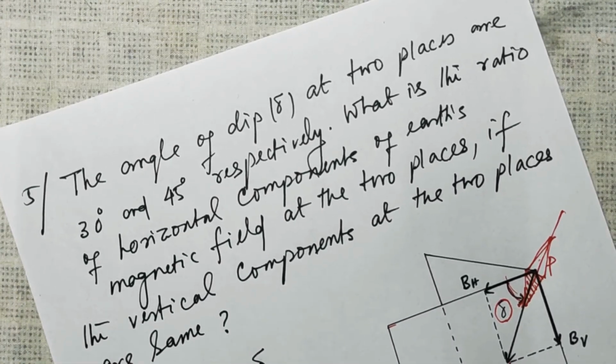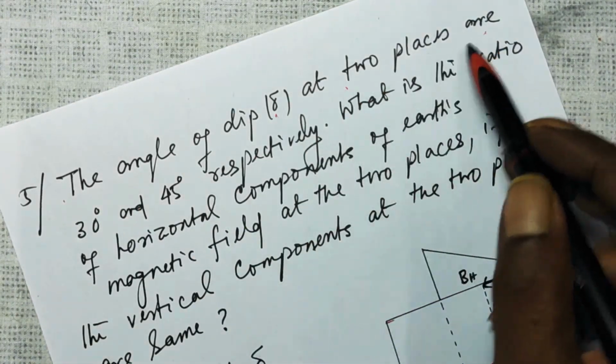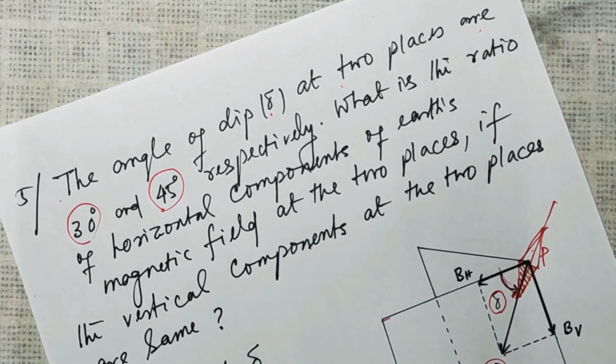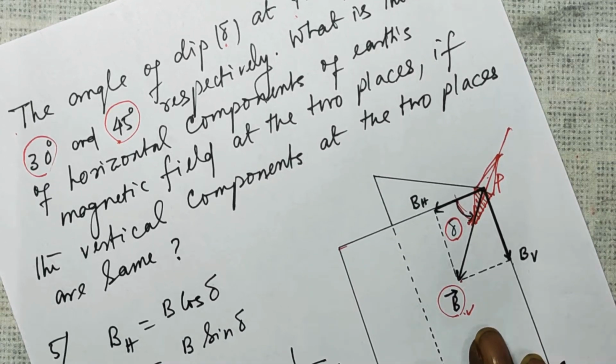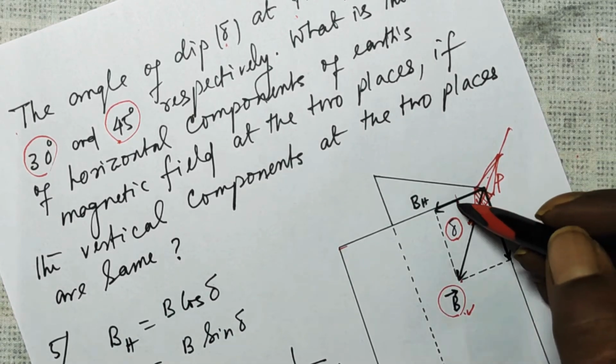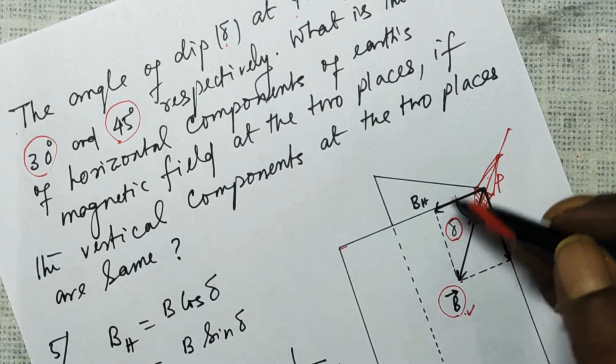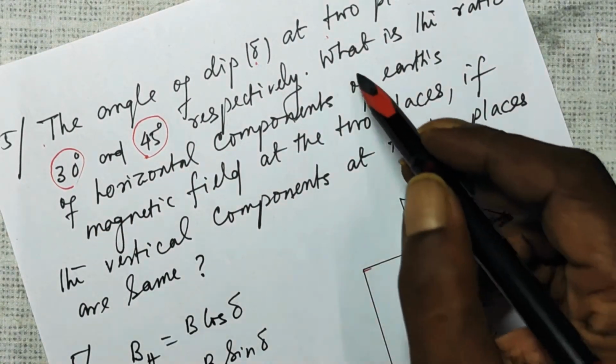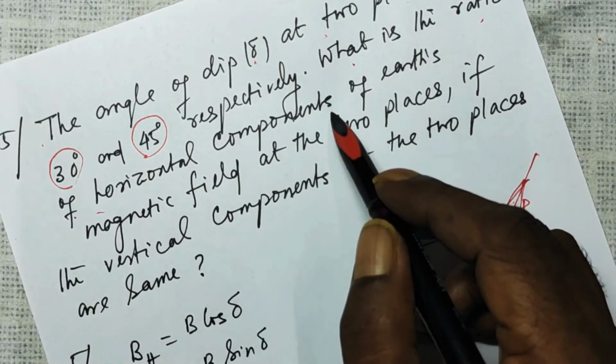Now look at the question. The angle of dip at two places: at one place it is 30 degrees, at another place it is 45 degrees. I have only shown one place. At one place this delta is 30 and at another place this delta is 45. That is what the question says. What is the ratio of the horizontal component?